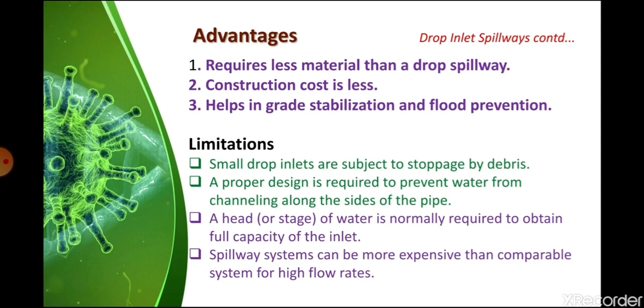Limitation: small drop inlets are subjected to stoppage by debris. Say if some foreign materials or extra materials are coming and going inside the conduit through that vertical section, there is a possibility of clogging and choking. So such kind of things could be avoided. And the spillway system is a little expensive compared to the other systems, which is meant for high flow rate.